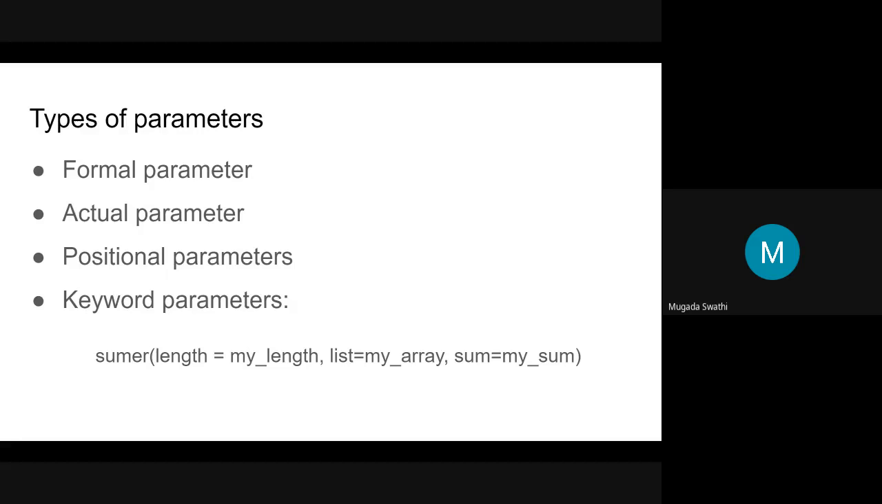Keyword parameters are used for a long parameter list. The name of the formal parameter to which an actual parameter is to be bound is specified. This is an example of a keyword parameter where we have mentioned the formal parameter to which the actual parameter is to be bound.